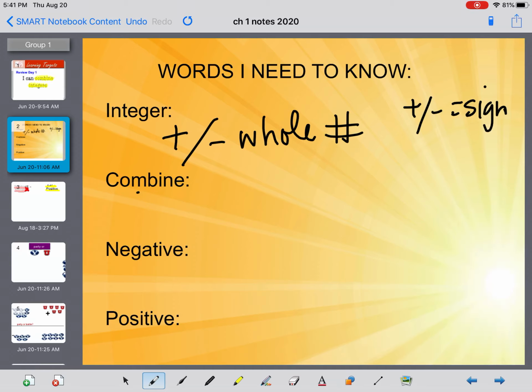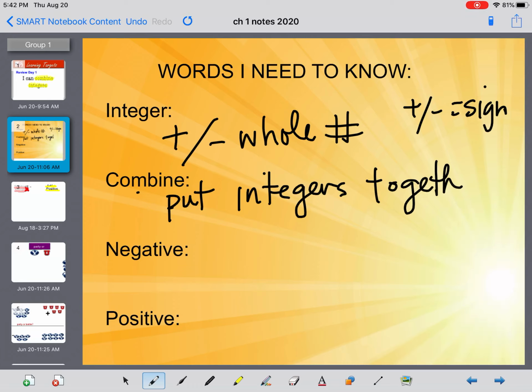Okay? And we want to combine those integers. Combining means we're putting more than one thing together, putting different numbers together. Just like when we make a cake, we put ingredients together. Well, that's what we're doing here, except we're working with integers. And we're going to use multiply, divide, add, and subtract today.